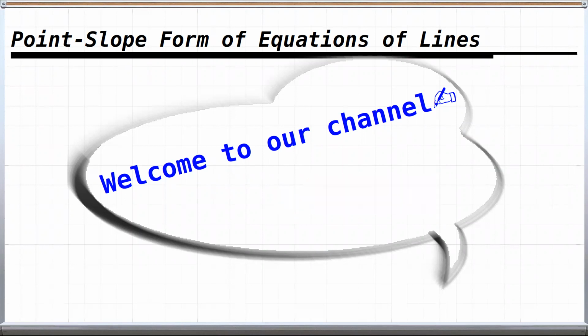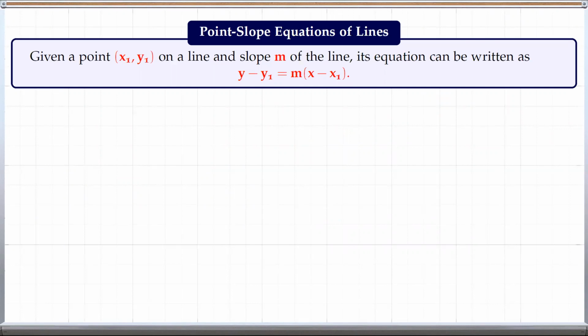In this video, we will talk about point-slope form of equations of lines. So basically, given a point (x1, y1) on a line and slope m of the line, its equation can be written as y minus y1 equals m times (x minus x1). So if you know any point on the line and its slope, then you can quickly write down the equation of the line. So let's look at some examples.